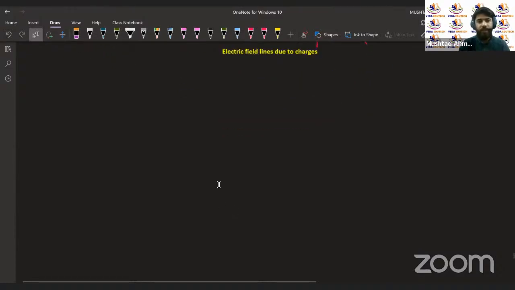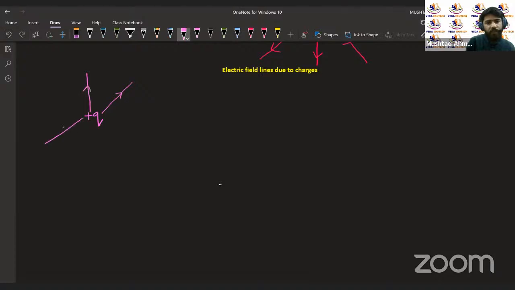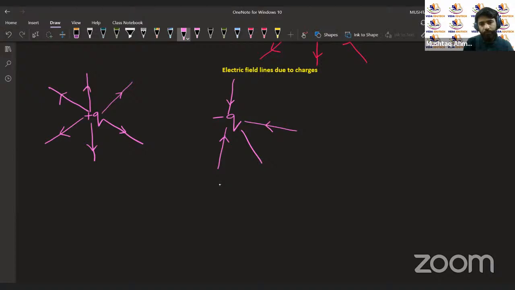Now let's try to see the electric field lines for different charge distributions. We know that due to plus Q charge, the electric field lines are straight lines like this, spherically symmetrical, radially outwards. And we also know that due to a negative charge, the electric field lines terminate on the negative charge like this. These are also spherically symmetrical and radially inward. So these are radially inward electric field lines.